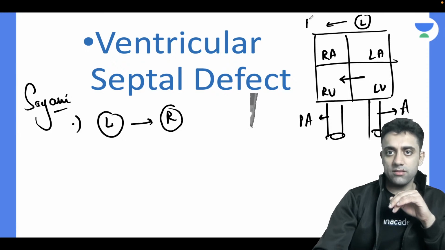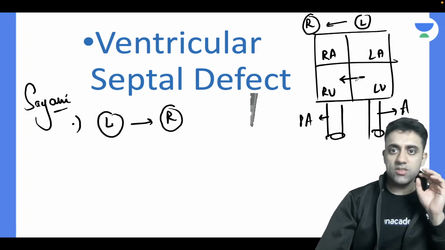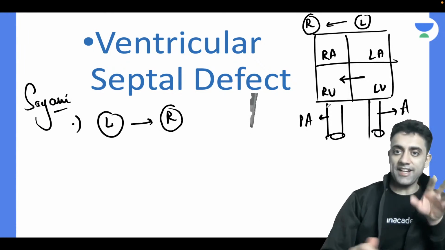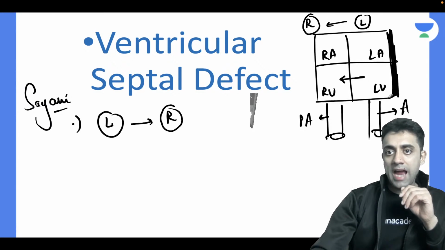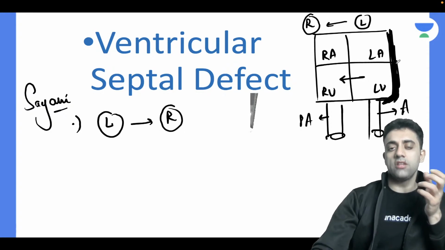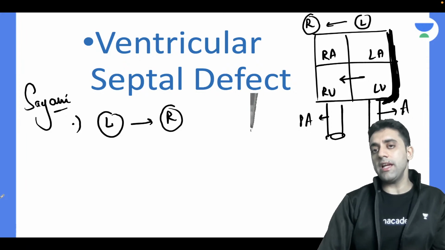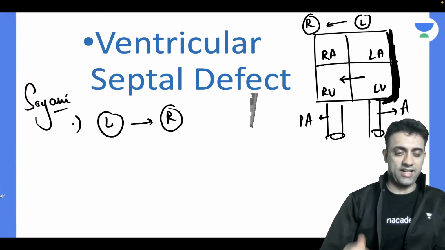For the newcomers, please remember that ventricular septal defect is a left to right shunt. Means once the defect is open, the blood will jump from left to right. Why? Because the left side of the heart has a higher pressure and a higher musculature. That is why the blood will shunt, or jump, from left to right. That is the first point.